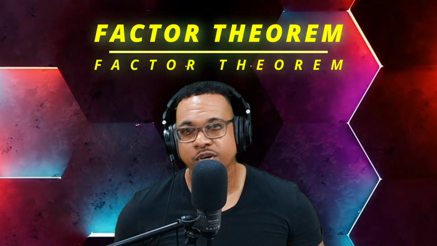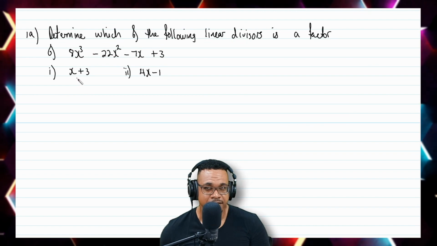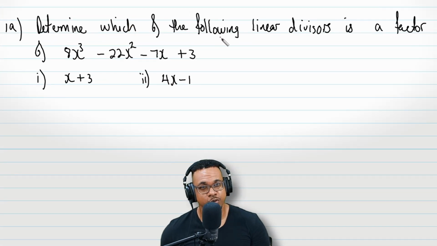In this video, we're going to talk about the factor theorem. So here I have my first example, where we want to determine which of the following linear divisors is a factor of this polynomial, 8x cubed, take away 22x squared, take away 7x plus 3.